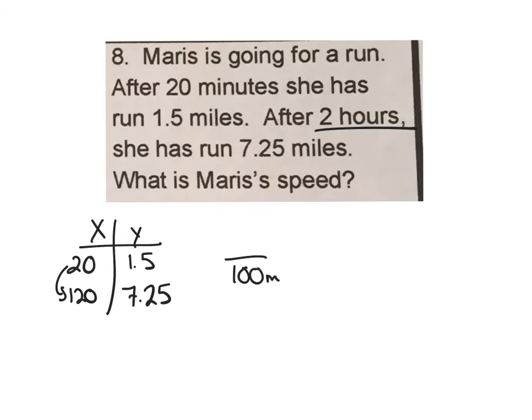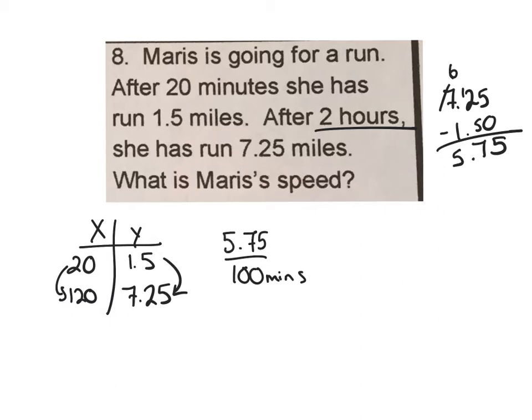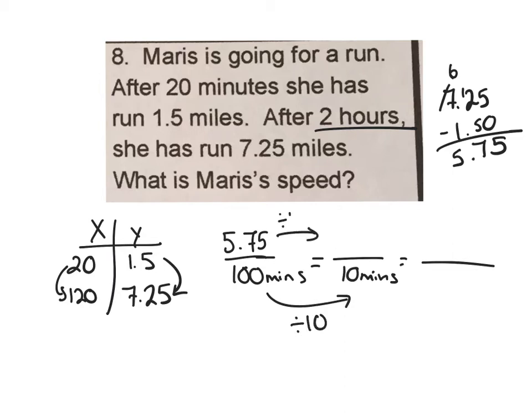So in 100 minutes, how much did this change? If I did 7.25 minus 1.5, so you have 5, borrow, 12 minus 5 is 7, 6 minus 1 is 5. So she can run 5 miles and 75/100ths in 100 minutes. So if we take that down to 10 minutes, because we need to get to 60 minutes to get it to miles per hour, in 10 minutes that would be dividing by 10. So dividing this by 10 would just move your decimal place. So it would be 575 thousandths.